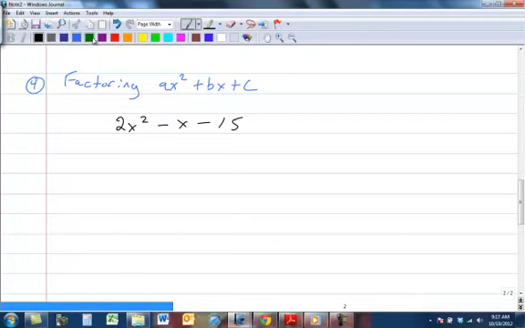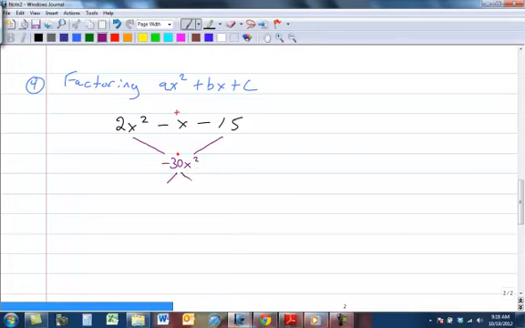Let's do an example here. First thing that you're going to do is you're going to multiply the ends together. You take the ends and multiply the ends together. So 2x squared times, now this is negative 15, is negative 30 x squared. Step 2. You got to determine what multiplies to negative 30 but adds up to negative 1. So, what multiplies to negative 30 but adds up to negative 1?